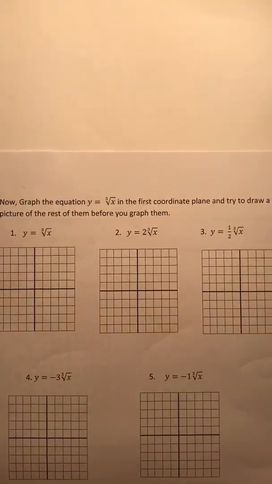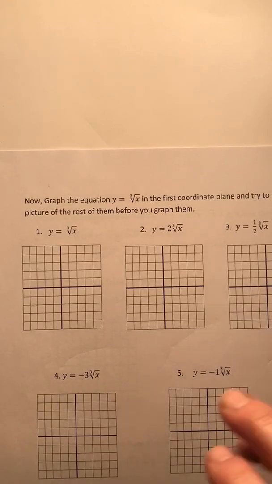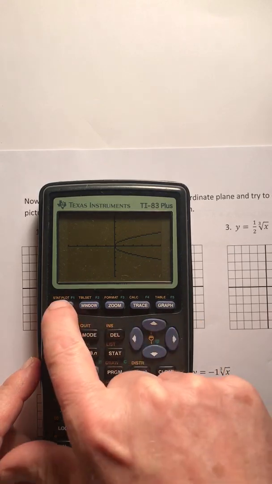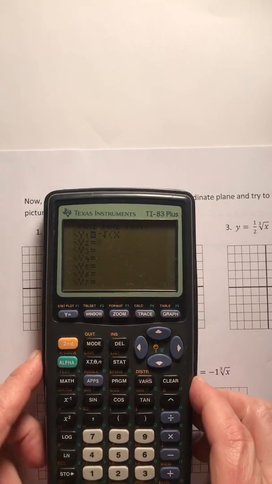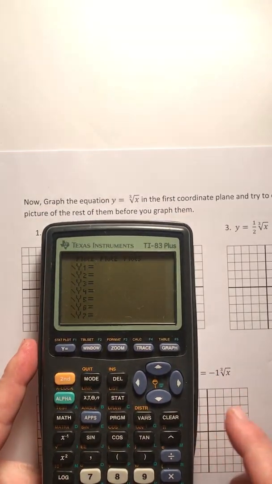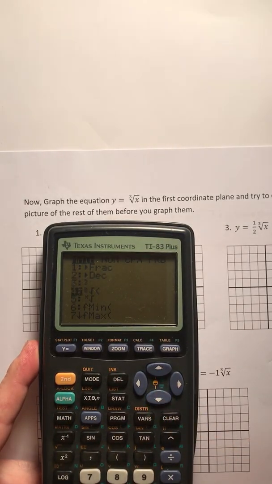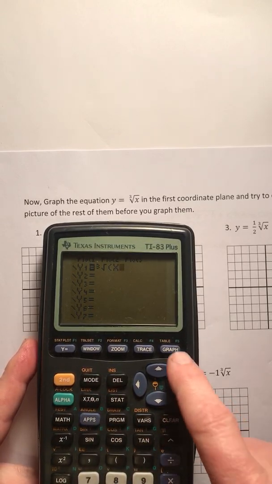All right, now we've got a cube root one. So again, we're going to do the cube root. So I'll go to my graphing calculator. I'll go to y equals, clear both of them out, and I get my cube root. It's under math, cube root, enter, and then put in my x, and then just graph it.